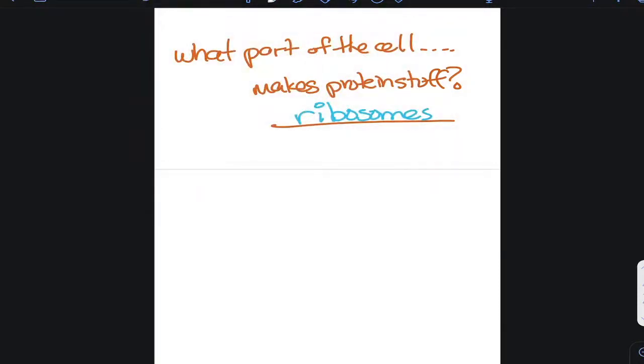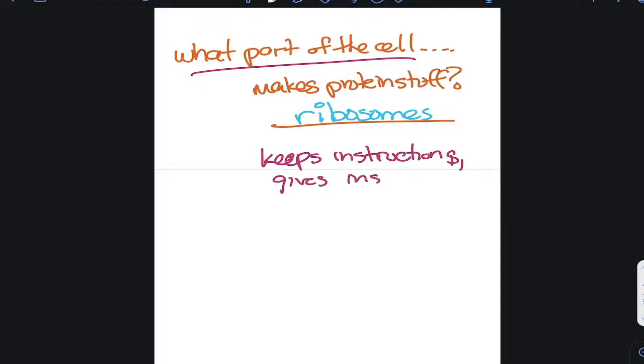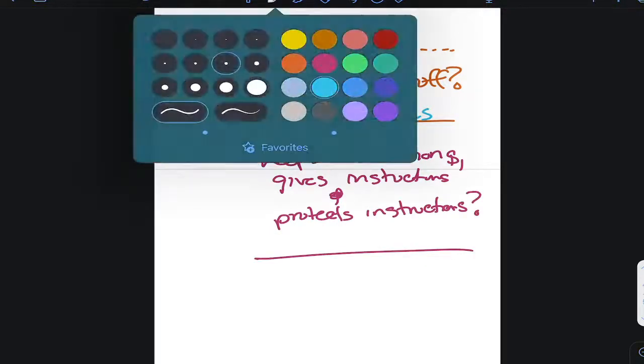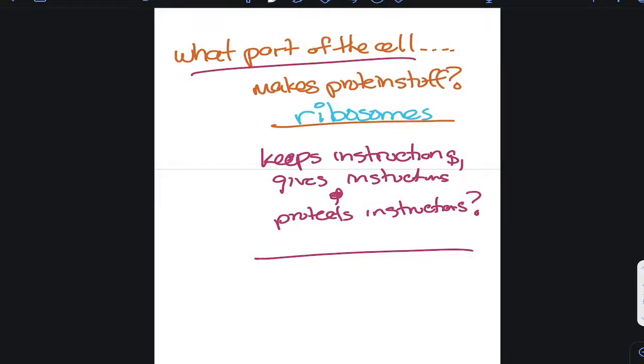What part of the cell keeps instructions, gives instructions, and protects instructions? Pause and answer. Okay, here comes the answer. You make sure you pause and give it a try. All right, hopefully you said the nucleus. Okay?